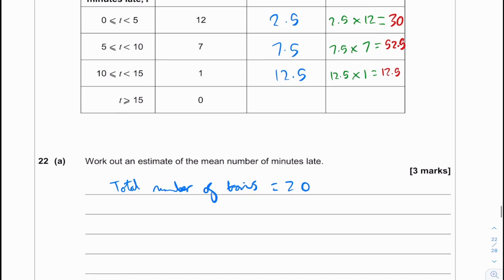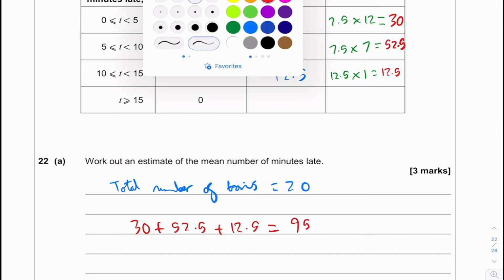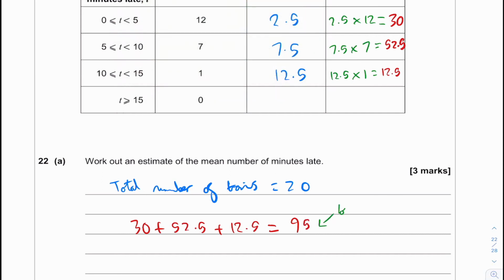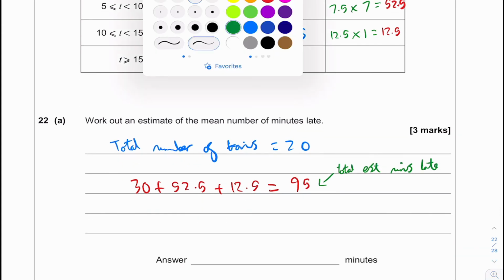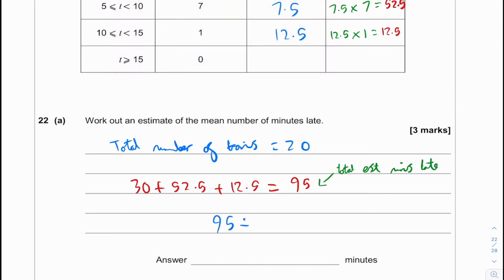So 30 plus 52.5 plus 12.5 is equal to 95 minutes late, and I'll just give a quick label, total estimated minutes late. And then what we need to do is take the total estimated minutes late, which is 95, and divide it by the total number of trains that were in the data set, so 20. And when we do 95 divided by 20, we are left with 4.75.